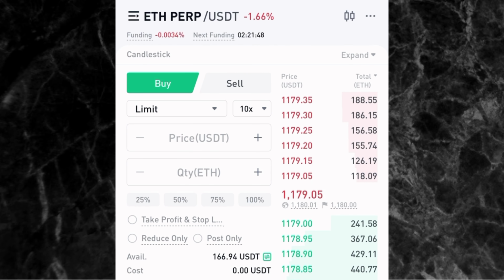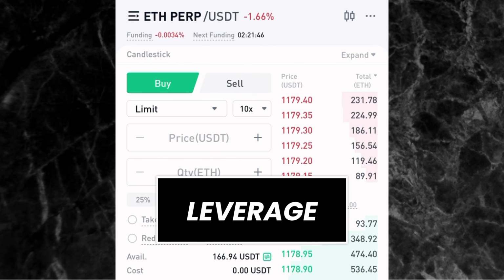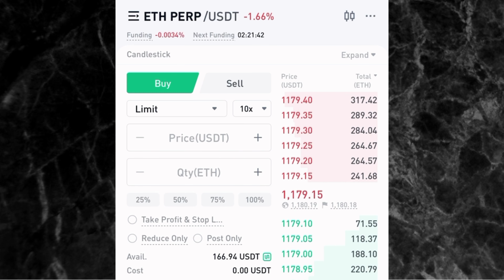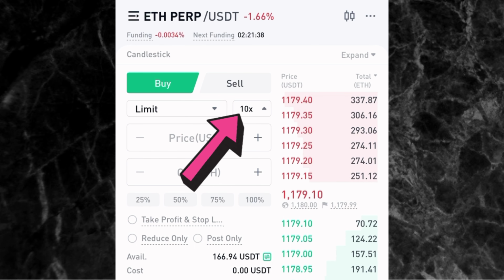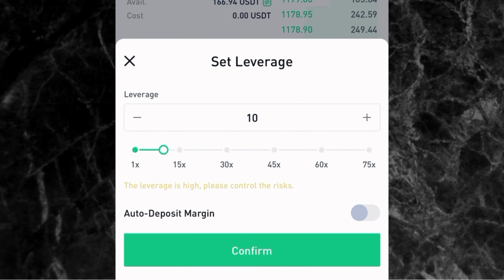around that. Now, the next thing you need to know is the leverage. What is the meaning of leverage and how do you use leverage? You can see where the arrow is pointing to right here, where you have 10x. If you tap on it, that is where you can pick your leverage. So you can see that for this market, we have from 1x leverage to 75x leverage. There are two main things you need to know about leverage. The first thing is that the higher the leverage you use, the higher the risk of the trade.